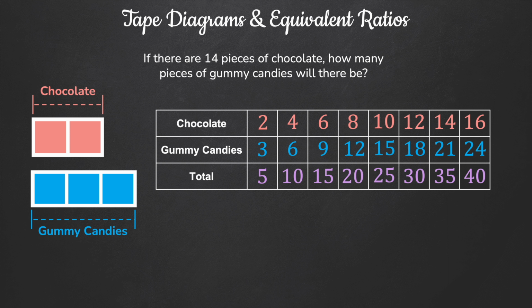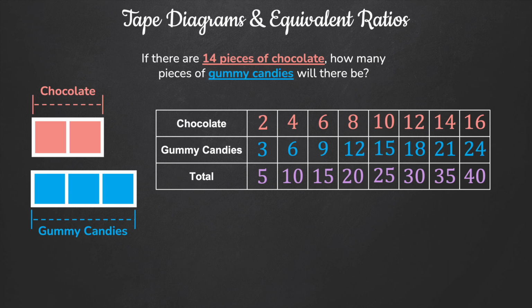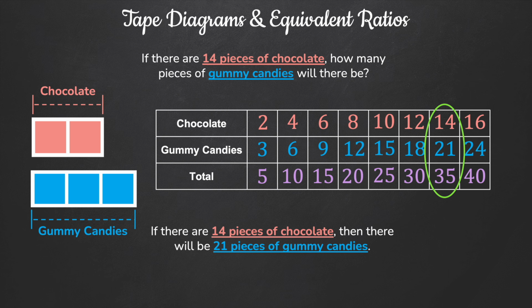So now we have our first question, which says, if there are 14 pieces of chocolate, how many pieces of gummy candies will there be? So the important information here is, if there are 14 pieces of chocolate, how many gummy candies will there be? So we're talking about chocolates and gummies, and we're going to look on our table for where it says 14 pieces of chocolate. So if there are 14 pieces of chocolate here, we're going to go ahead and look down at the gummy candies and notice that that would be 21. So if there are 14 pieces of chocolate, then there will be 21 pieces of gummy candies.